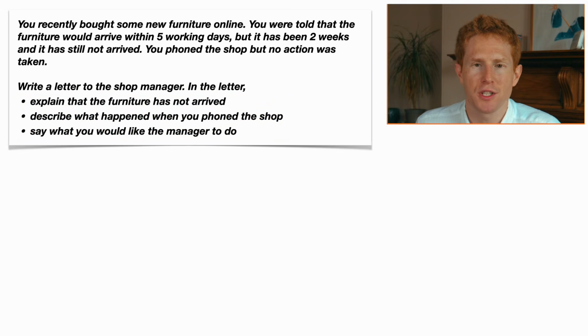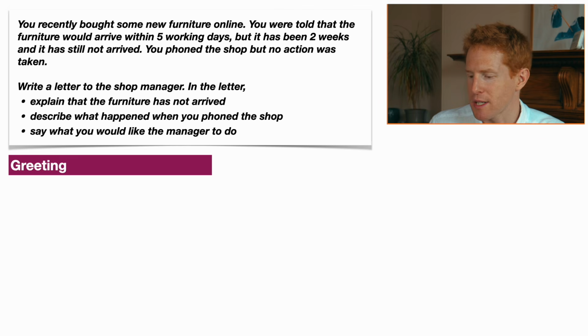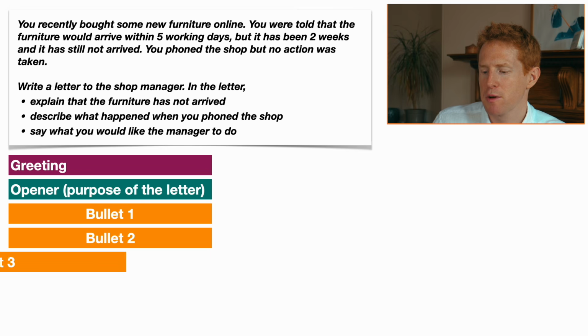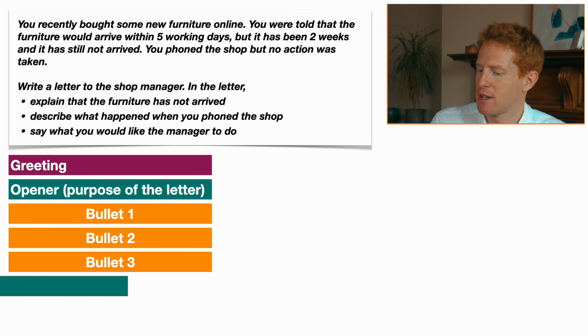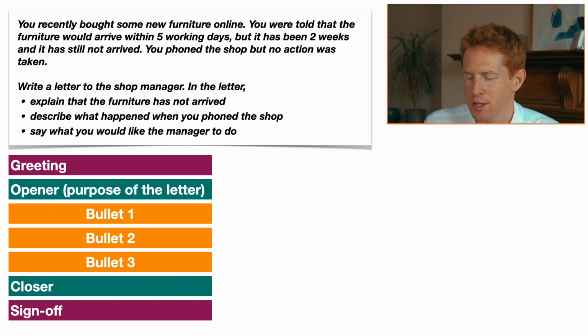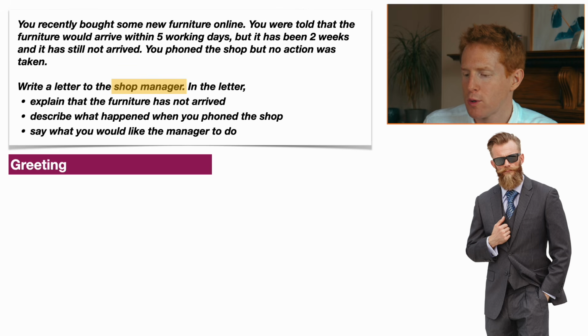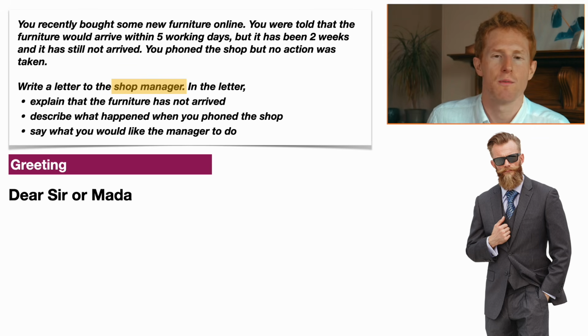So remember, our structure is always the same. We're going to start with the greeting. Then we're going to have the opener, which is the purpose of the letter. Then we're going to have the 3 bullet points in separate paragraphs, then the closer, and finally the sign-off. So let's start first with the greeting. Now, in this case, we're writing a formal letter. So we're going to have a greeting like, "Dear Sir or Madam."